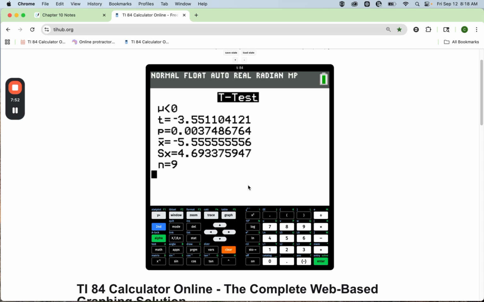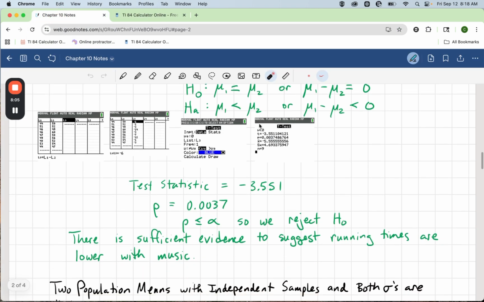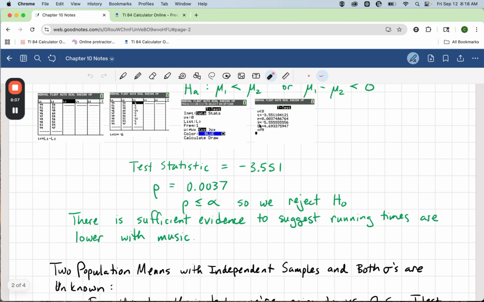And there it is. The t-value is -0.3551. That is your test statistic. Your p-value is 0.0037. So let's go back to the notes. So P is less than alpha for sure, so we're going to reject H0. So there is sufficient evidence to suggest running times are lower with music.